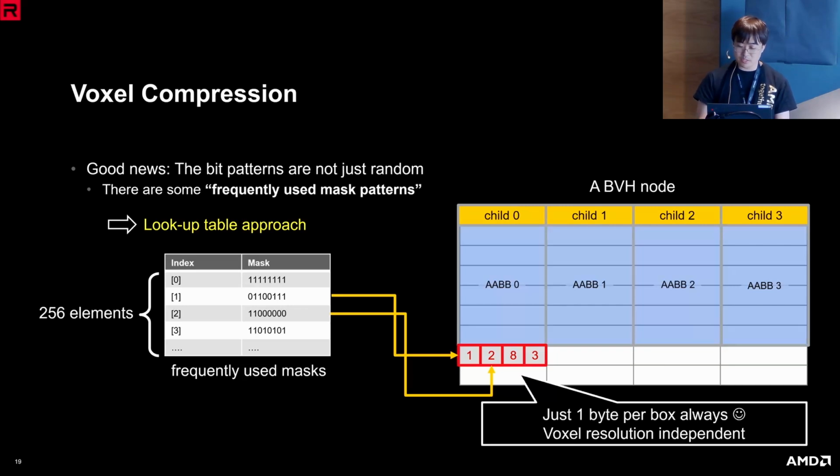And one more good thing is that it is box cell resolution independent. The storage size only depends on the table size. So even 6x6x6 box cells can be compressed into just 1 byte, which is 1/27th of their original size.